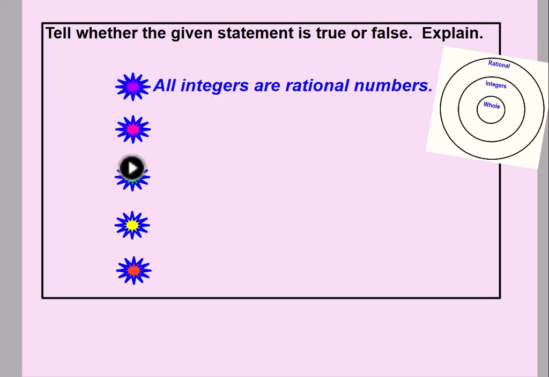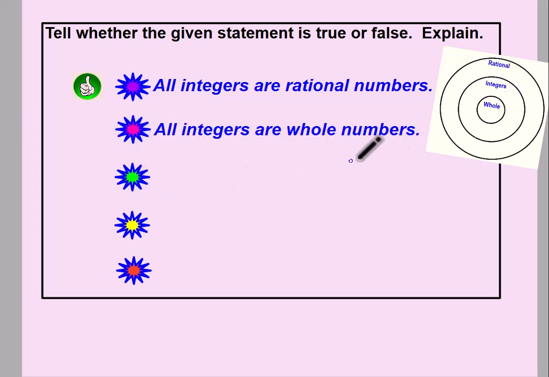So the first statement says all integers are rational numbers. Okay, so I'm going to look at my integers. Here's my integer circle. And it says these are all rational numbers. Well, that's actually true because the integers are inside of the rational number circle, so they are all part of rational numbers.